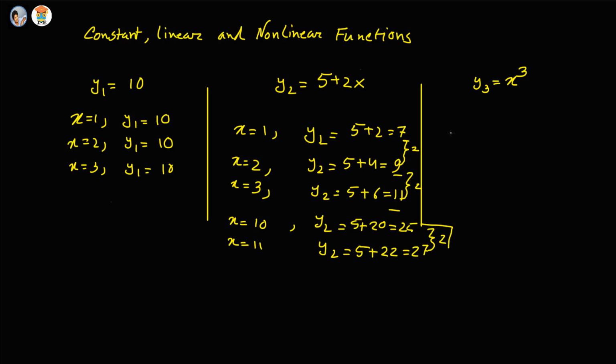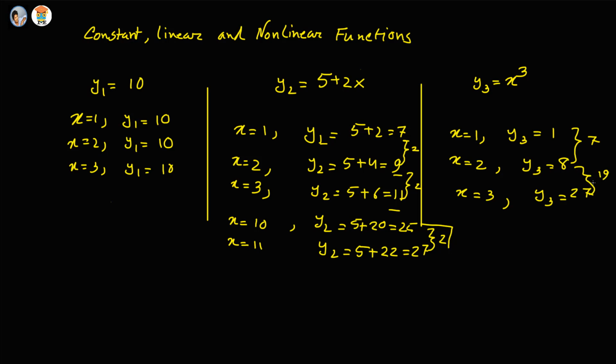Now the third function, if x is equal to 1, y3 equal to 1, x is equal to 2, y3 is equal to 8, x is equal to 3, y3 is equal to 27. See here, as the value of x increases by 1 unit, for these two values, the value of y3 increased by 7 units, and for these two values of y3, it has increased by 19 units. If we get x is equal to 4, y3 will be equal to 64. So the increase in y3 is more than 19. This is why this function is known as a nonlinear function.